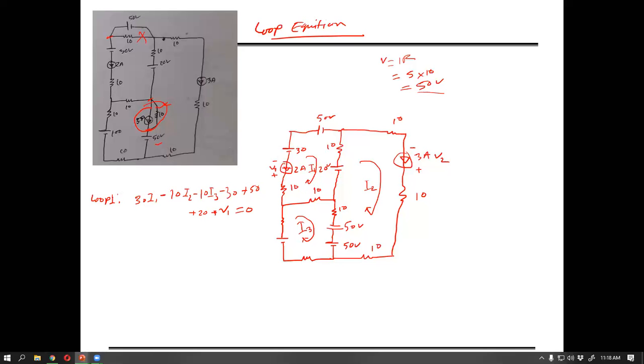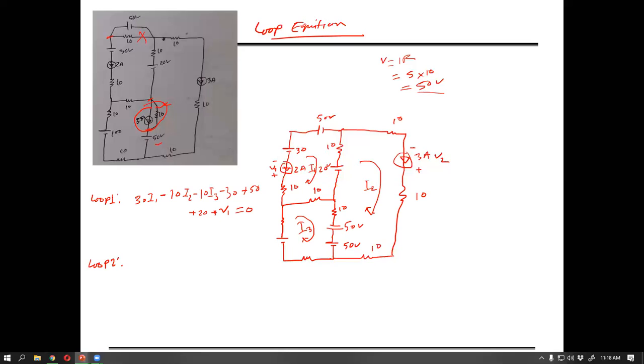Second loop. Usman. Yes, sir. On your speaker, okay. Just you say this loop, okay. And I write this, okay. Okay, sir. Loop 2.